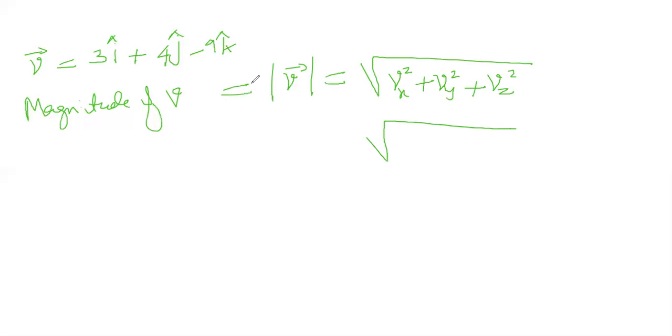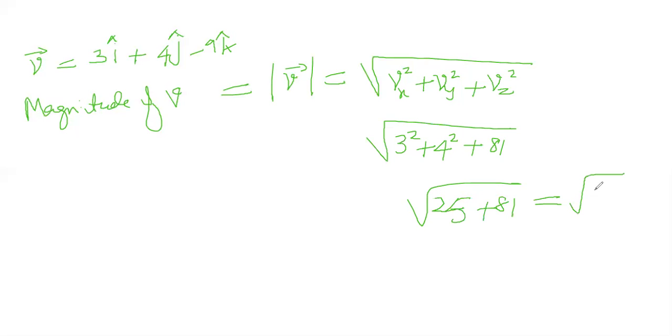Don't get worried that you're not getting a perfect root. You may get it, you may not, no problem here. 3 square is 9, 4 square is 16... you may get some weird number. 9 nines are 81. So 9 plus 16 plus 81 is 106. Root 106. It may not always have a root. It is something like 10.2, I'm approximately guessing, that many meters per second would be the magnitude of the velocity vector. Is it understood? Yes, sir.